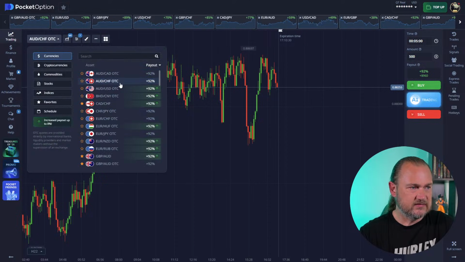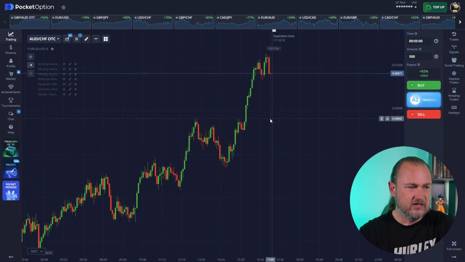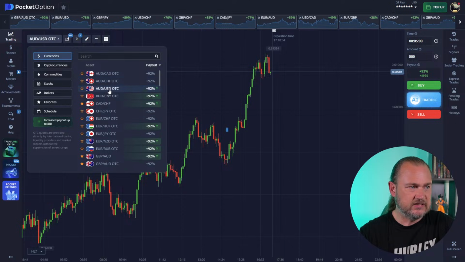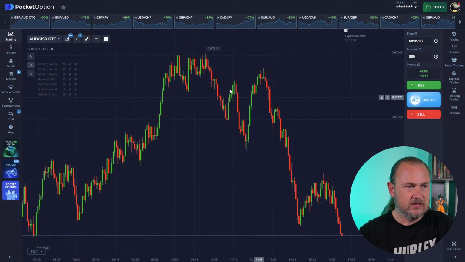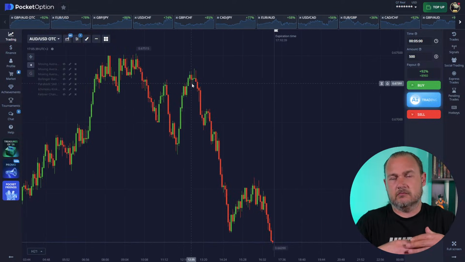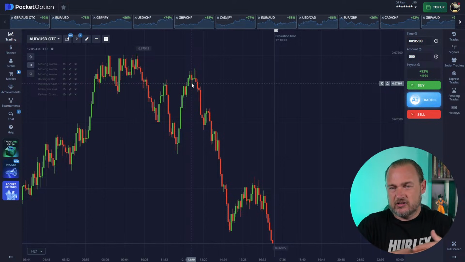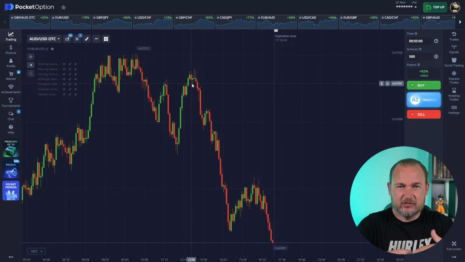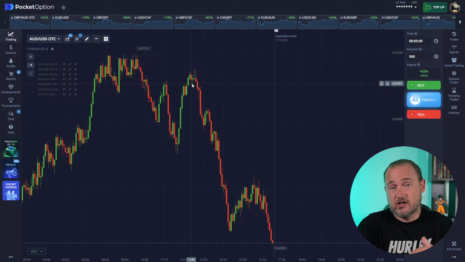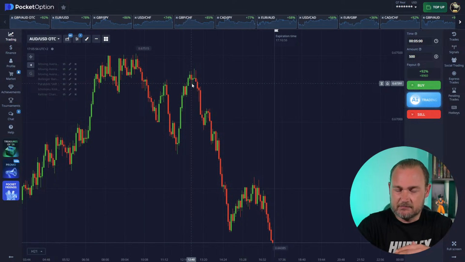This asset is not so nice. So support and resistance is basically the definition of a trend. The basic simple definition of a bullish trend will be price making higher lows and higher highs. The definition of a bearish trend will be price making lower lows and lower highs. That's the basic definition of a bullish or bearish trend.